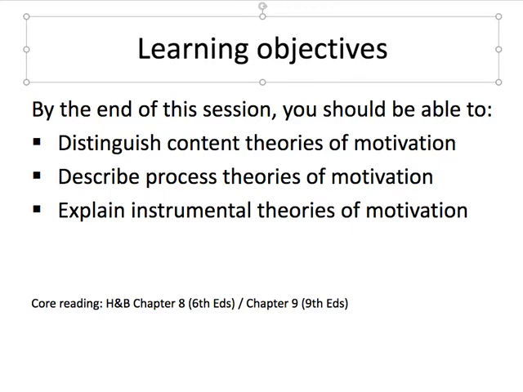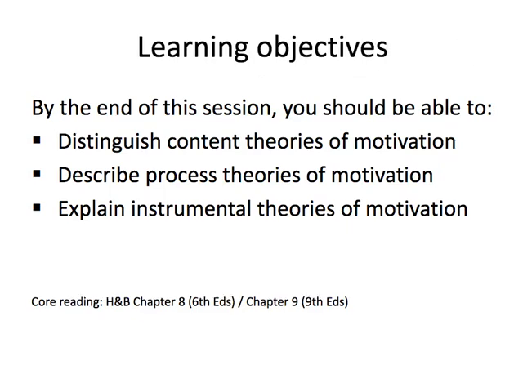We're going to talk about what are known as content theories of motivation, process theories of motivation, and instrumental theories of motivation. Each of these is a different way of explaining what it is that gets people firstly to join organisations, and then finally to participate and give as much effort as they can towards the organisation. So the core reading for this is Kaczynski and Buchanan's chapter 8 in the 6th edition and chapter 9 in the 9th edition, I believe.